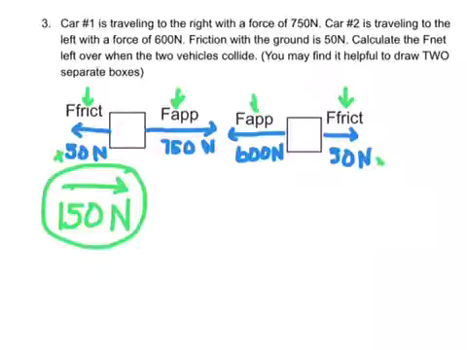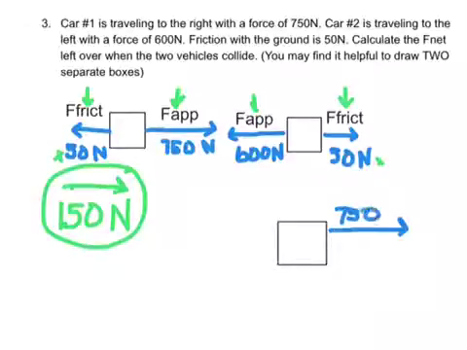One other way of looking at this with one box could be 750 to the right, 600 to the left, and then we need to remember that friction is acting on both cars.